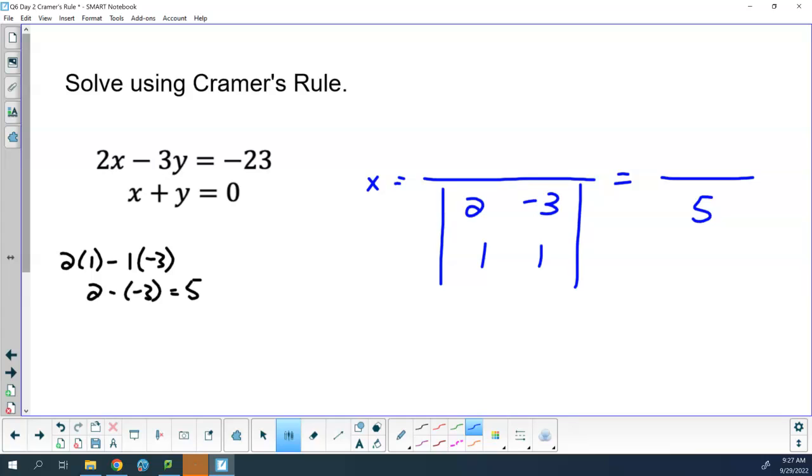Then, since I'm solving for x, I'm going to replace the 2 and the 1 here with -23 and 0. -23 times 1 minus 0 times -3 is that. And so then that gives me, what's that, -23? So I got x is -23.